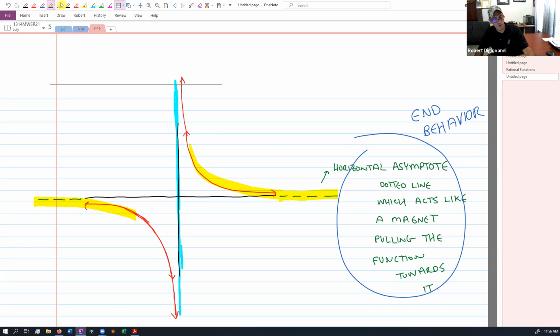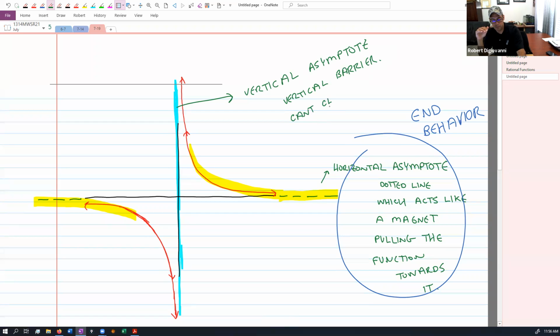So this is known as a vertical, not horizontal, asymptote. And this is a vertical barrier. Okay, you can't cross it. It forces your function up or down.